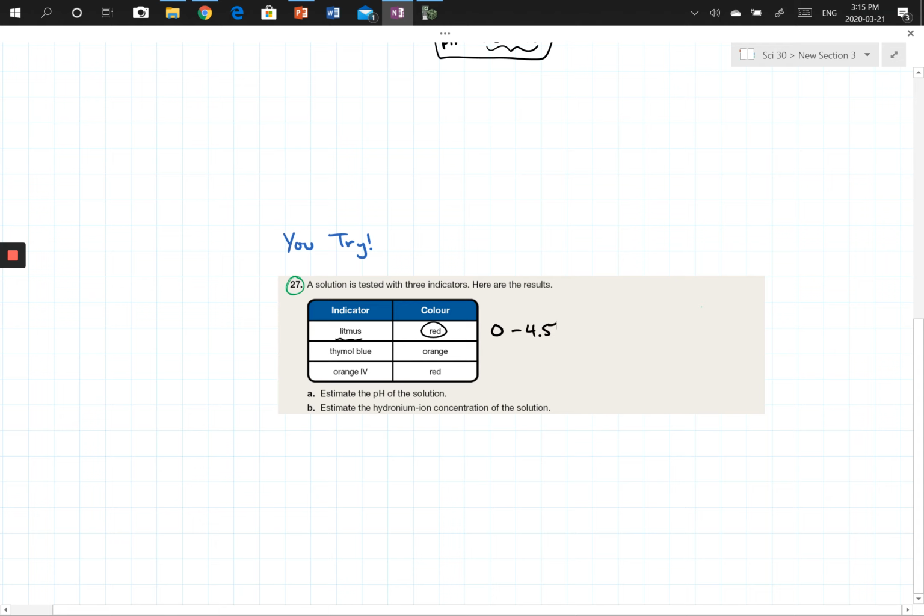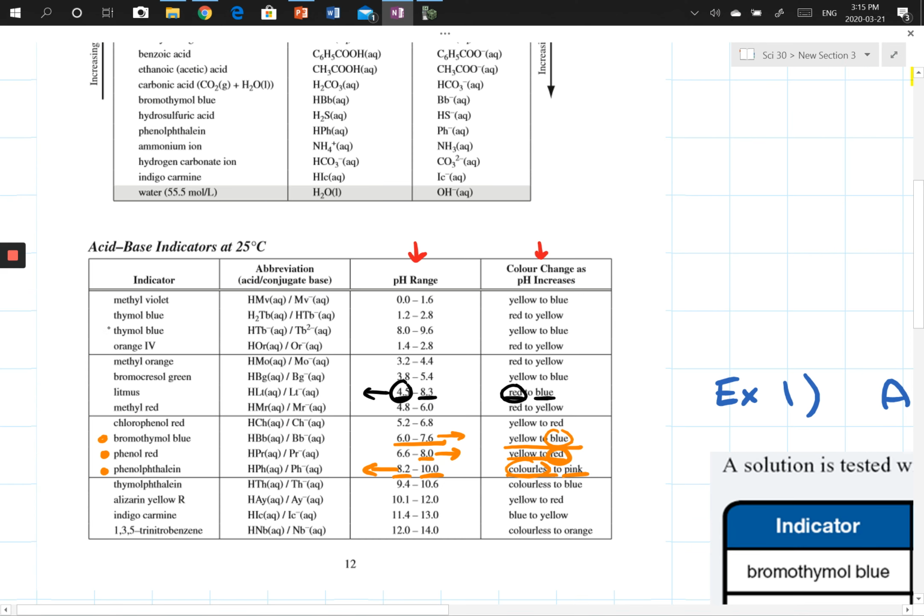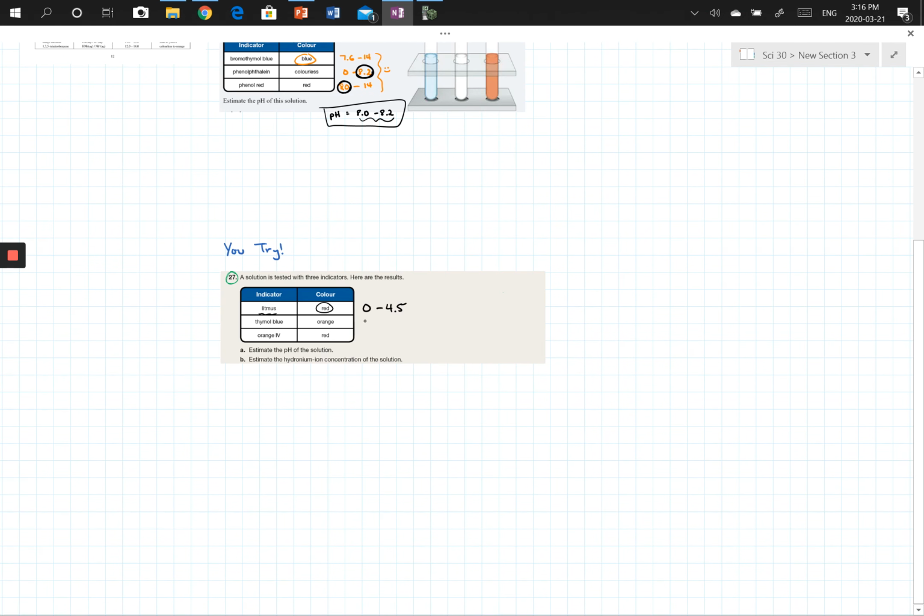And thymol blue is orange. Thymol blue is kind of a weird one. There are actually two of them on here, two ranges. If I'm orange, I need to be between red and yellow, so I'm going to be between 1.2 and 2.8. Wow, that's a really small range. So 1.2 to 2.8.